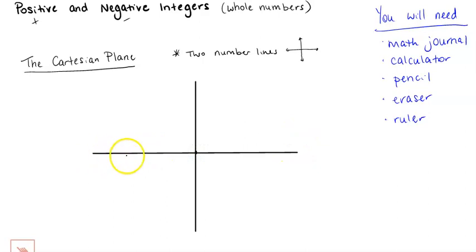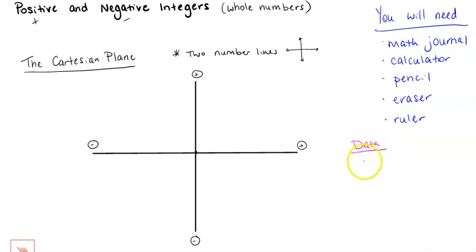And then if we think about this line, we know our positive numbers are on this end, and our negative numbers are down here. And just like with the vertical line we saw before, our positive numbers are up here, and our negative numbers are down here. So let's put some information on this Cartesian plane so we can see how it works. Let's get some data.